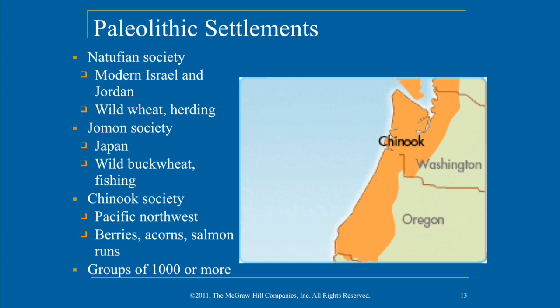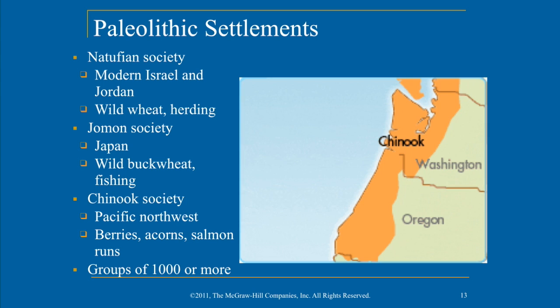The Chinook society, which is in the Pacific Northwest, they're eating berries, acorns, and they're also watching the salmon run upstream when they're going back to their original place where they were born. And if you're really smart, you can just whack one out of the air or grab one while it's swimming upstream. There were groups of about 1,000 or more, and if you think about that, that's a very big jump from where we had originally these small tribes or bands of hunter-gatherers.